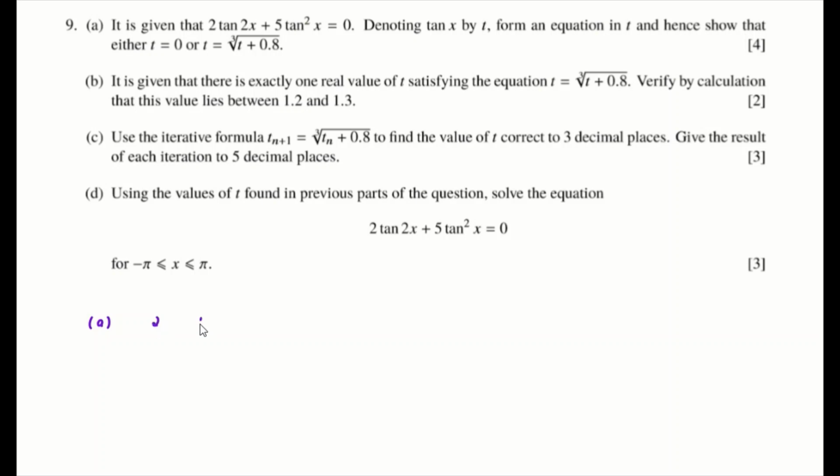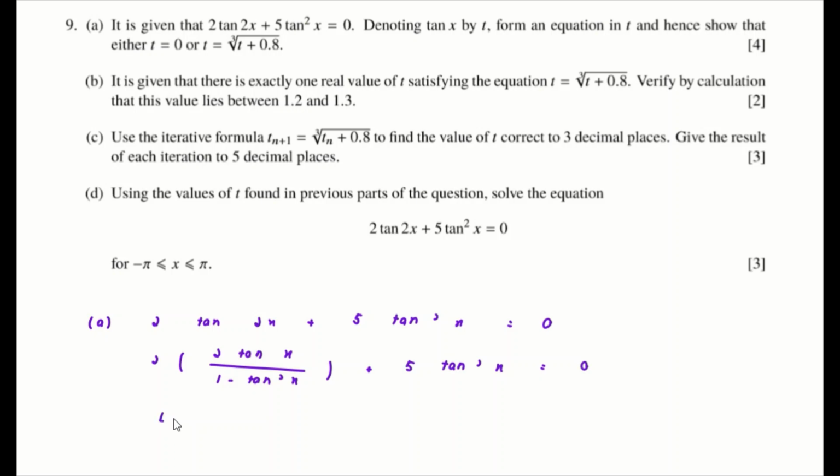Okay, so let's copy the equation. Alright, now use the formula for tangent 2x and substitute it. So we have 2 tangent x over 1 minus tangent squared x, plus 5 tangent squared x equals 0. Now it depends on you whether you want to simplify it first and only then denote, or denote first and change it after that. For me, I find it's easier to denote first.